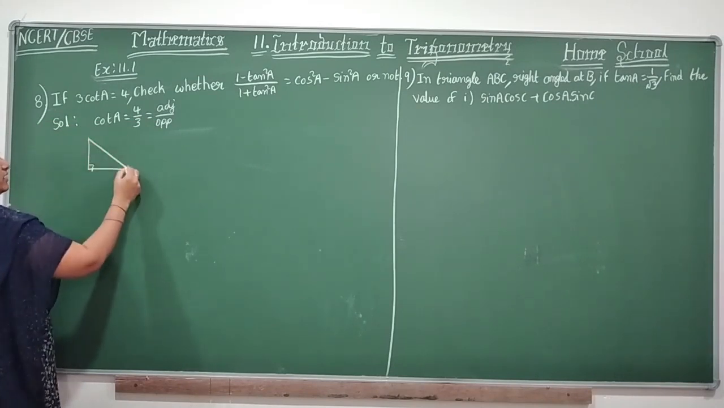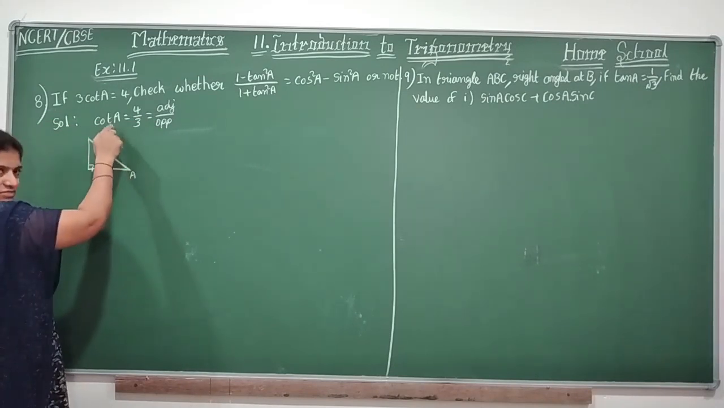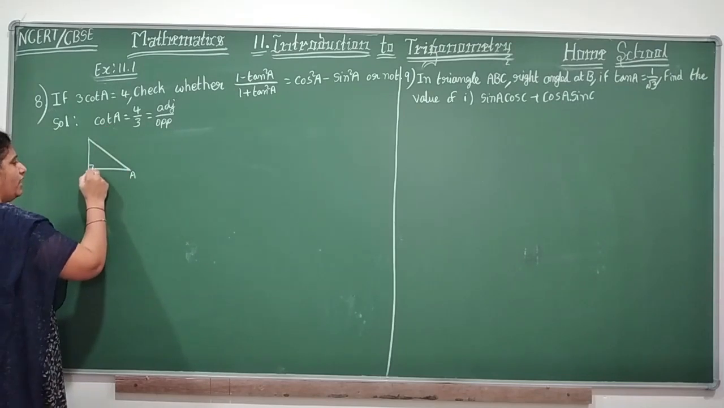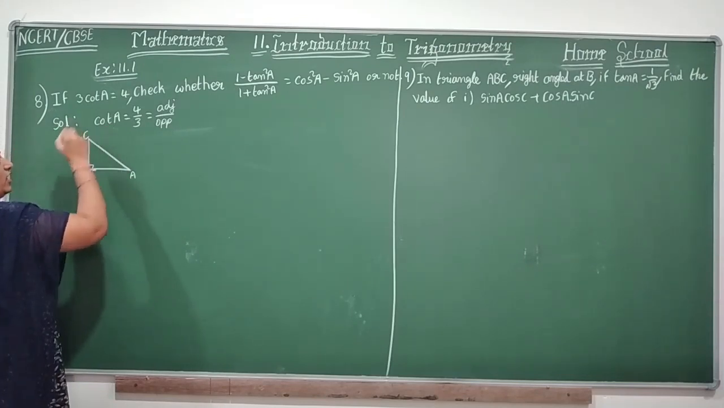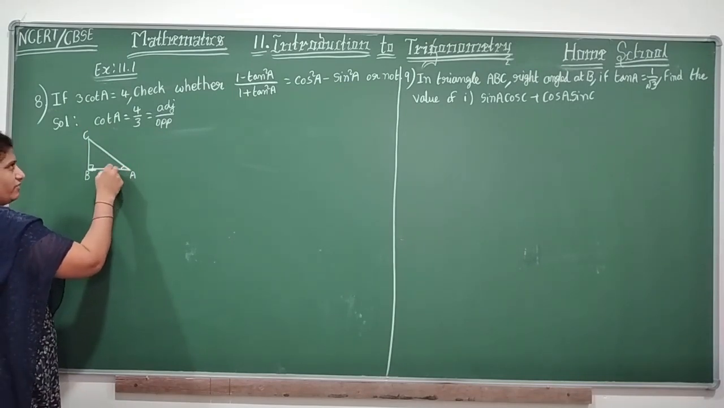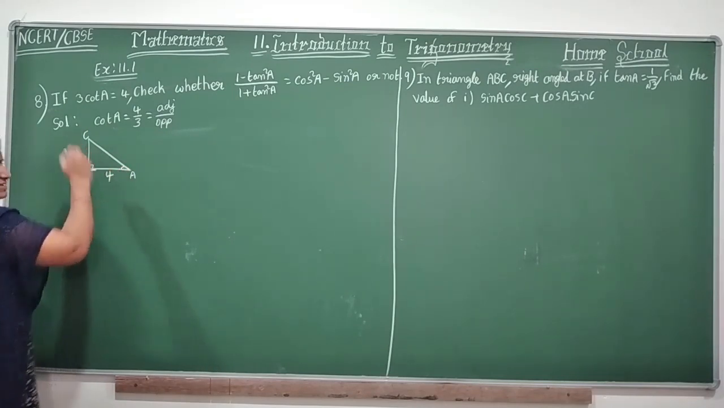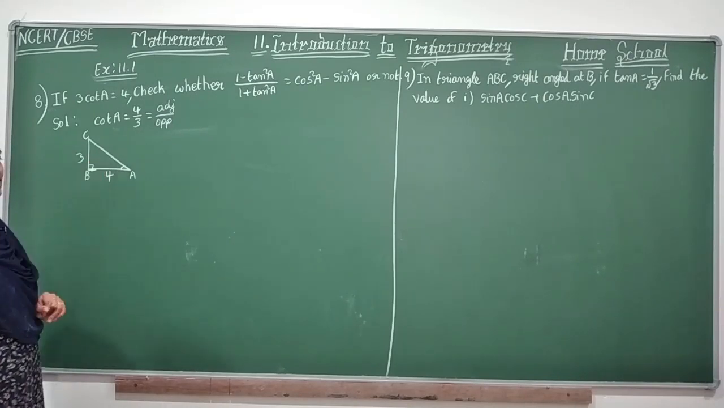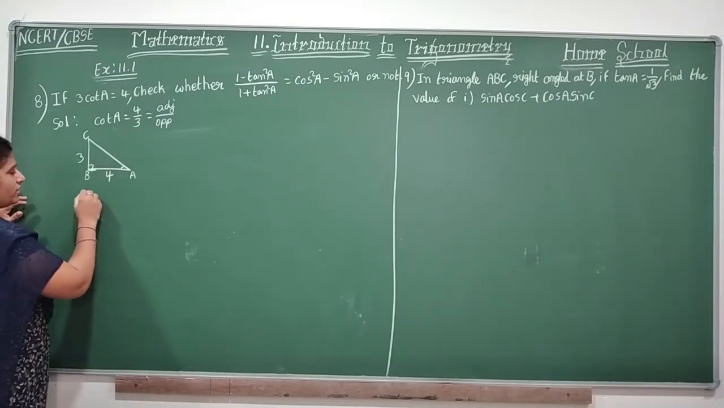First, A, the acute angle is A. Observe this letter also carefully. A, B is the right angle. Okay. What is the adjacent side for A? This one is 4 and the opposite is 3. Okay. What is AC? Apply the Pythagoras theorem.